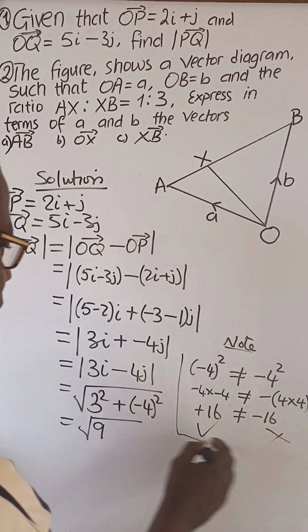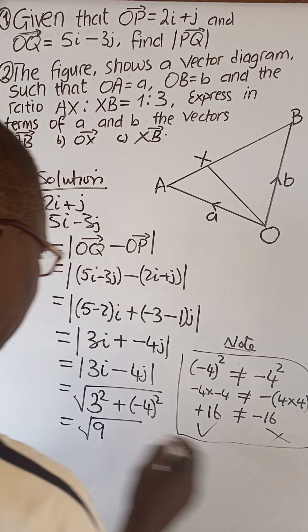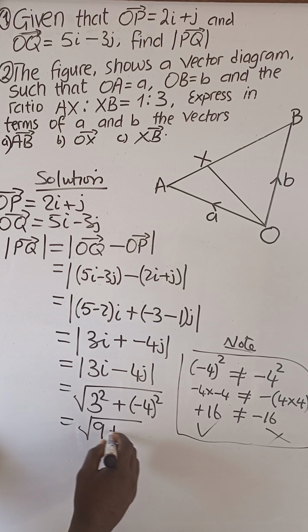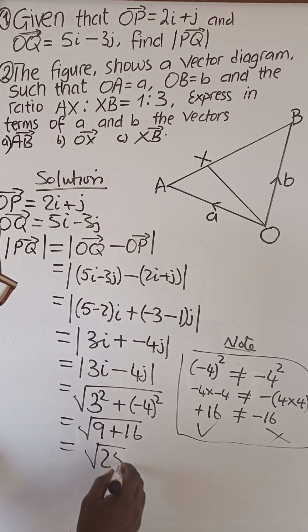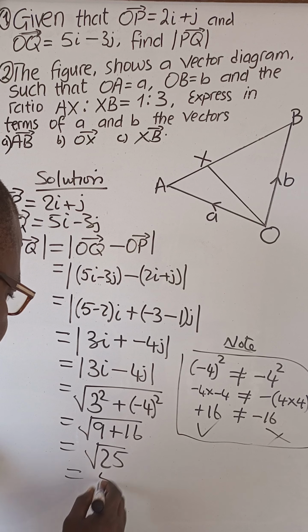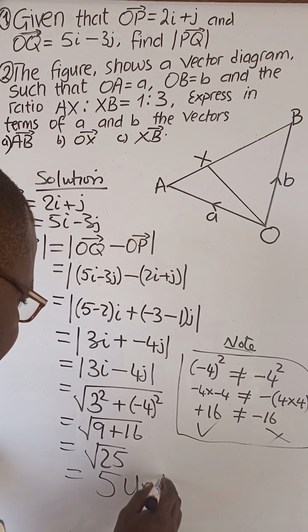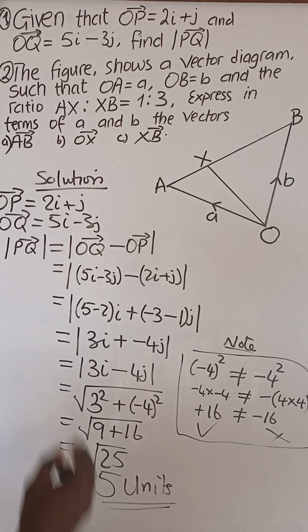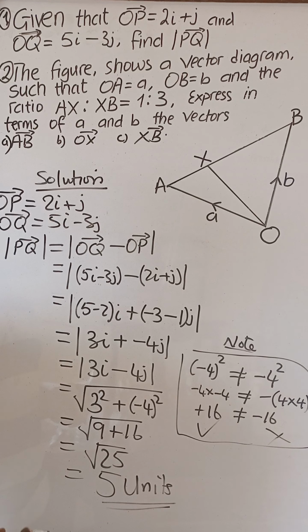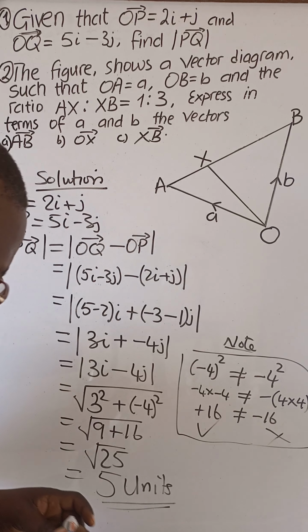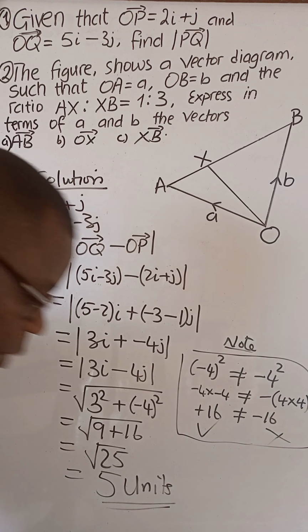Okay, that aside, we now have here plus 16. This gives us the root of 25, which is simply 5 units. Thus, the magnitude of PQ is 5 units. That does it for the first question.